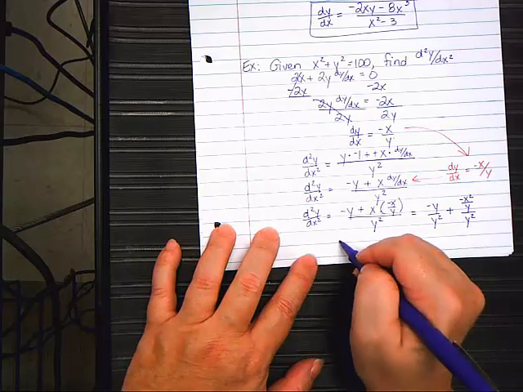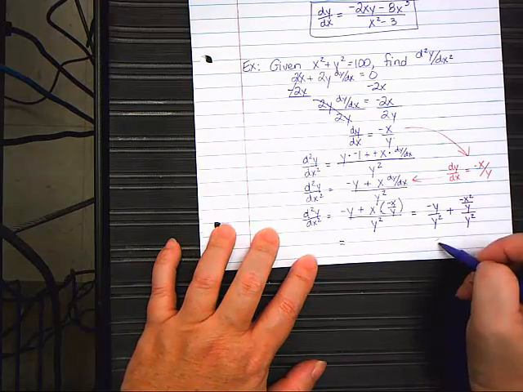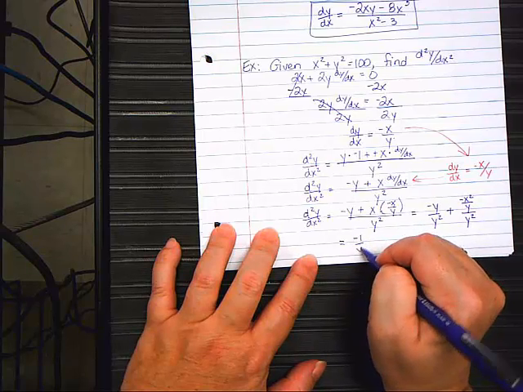Okay, my final answer is going to be down here. How does this first fraction clean up? Negative 1 divided by y. Do you all agree with that?